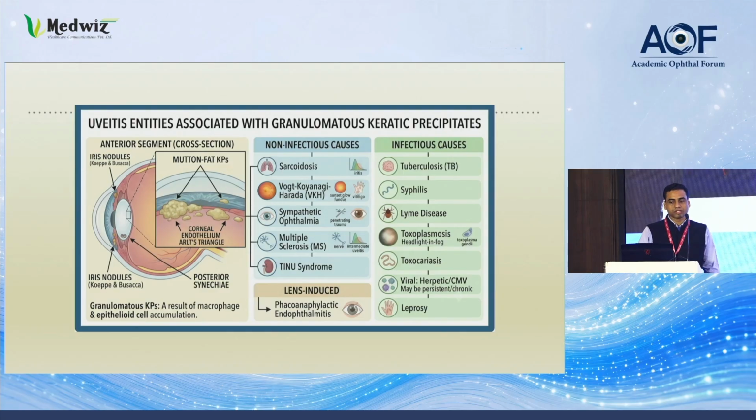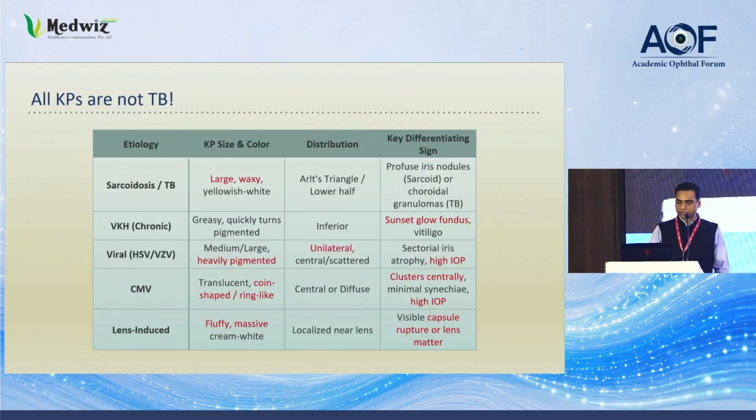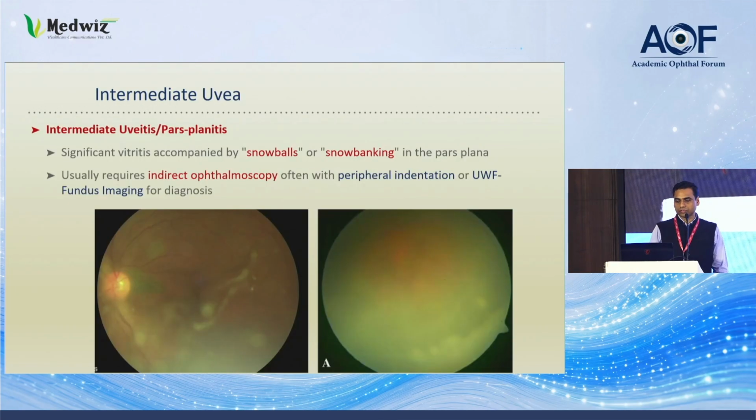So, uveitis entities associated with granulomatous KPs. This is very important because you will first see granulomatous KPs and think of tubercular uveitis. So you need to know that there are so many non-infectious and infectious causes which can cause granulomatous KPs. You can actually get some idea, based on the distribution, type, and color of KPs, about which direction this uveitic entity is directed toward. I'll not go into the details, but yes, we can get a lot of information from that.